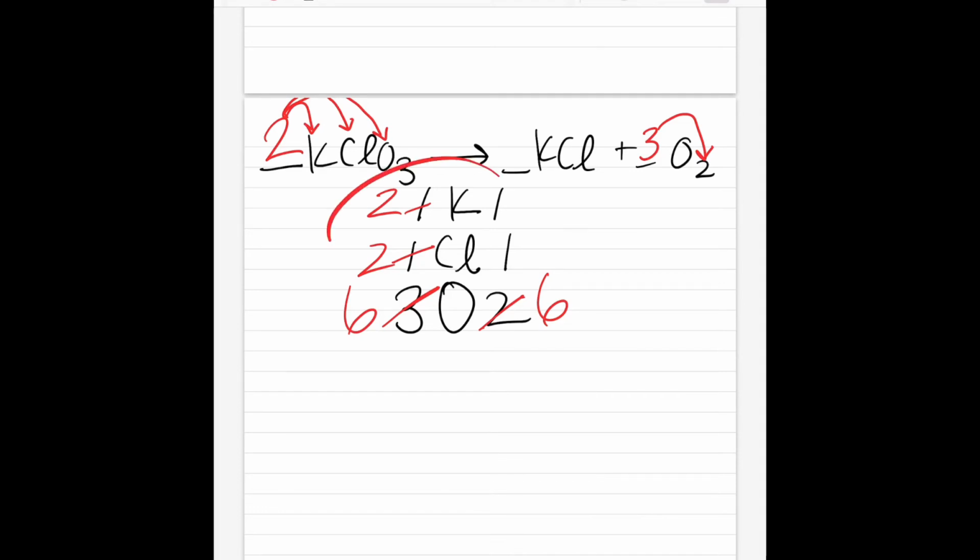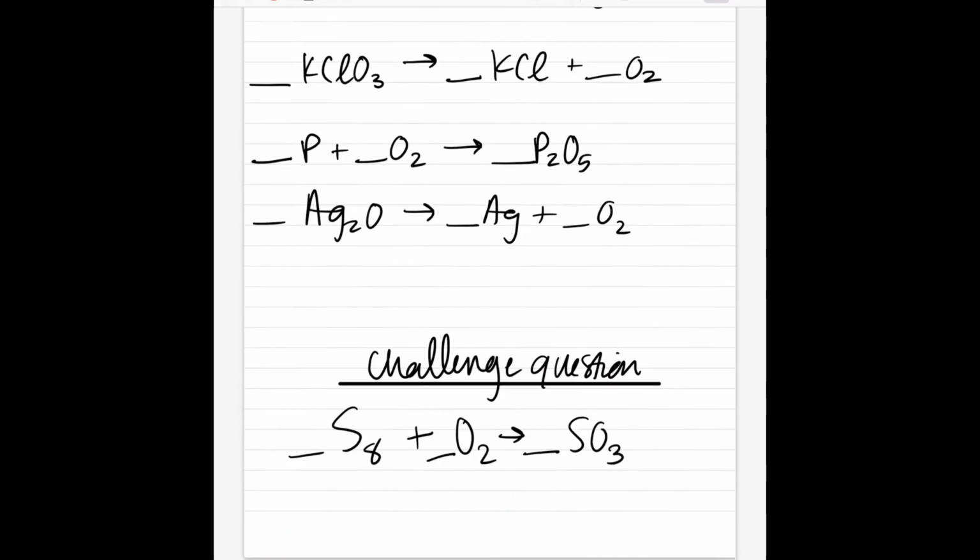Okay, oh, these are not balanced anymore. Oh, crap. So what I'm going to do is put a 2 here. That 2 multiplies the potassium and the chlorine, so 2 and 2. Okay, so this is balanced: 2 and 2, 2 and 2, 6 and 6. We're good to go. It's balanced, so 2, 2, 3.